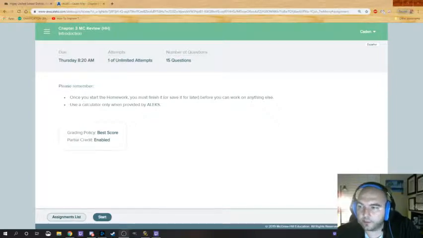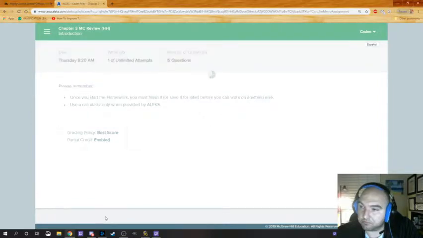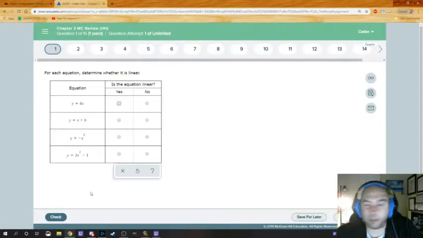15 questions all about Chapter 3, which is graphing equations. We graphed things in slope-intercept form. We graphed things in point-slope form. We found slopes. That's pretty much it. Solved equations. We've got a lot of stuff in here, so we'll just go over it right now.